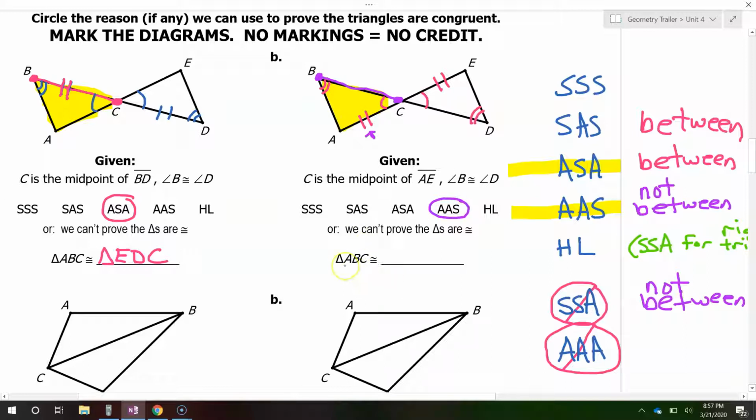Okay, now let's make the congruence statement. Angle A is congruent to angle E. Both of those are blank. Angle B has the double swoop, congruent to angle D. And that just leaves angle C.